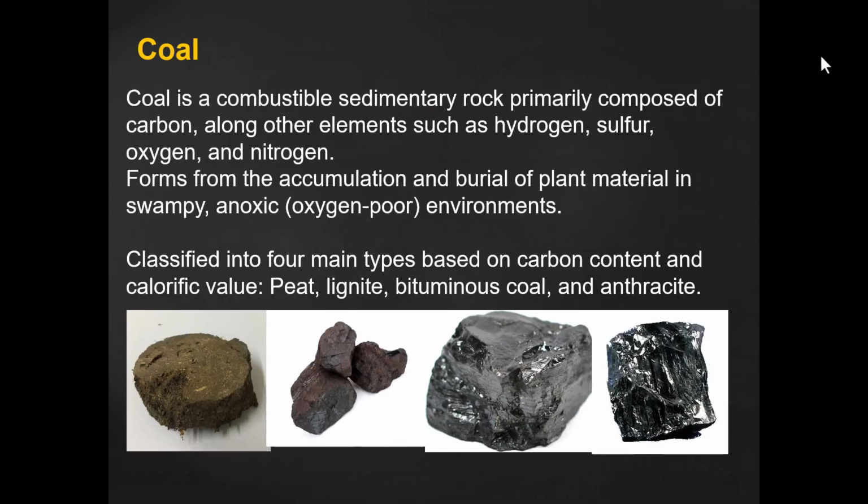The next group is going to be the coal. The coal, as you know, is combustible sedimentary rock, which is primarily composed of carbon. And of course, there are some other elements such as hydrogen, sulfur, oxygen, and nitrogen. They form from the accumulation and burial of plant material. Normally, it's in swampy, anoxic environment. Anoxic is when there is no oxygen present. So just imagine a coastal swamp. We have one in Virginia Beach, so you can go and look at it. There is a boardwalk. You can see how the coal is forming.